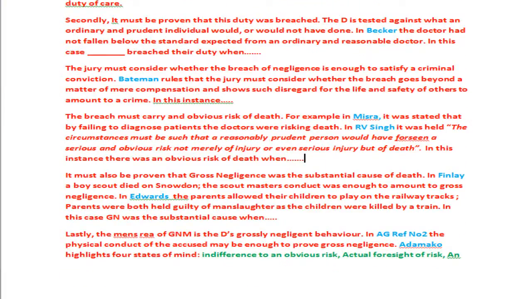It must also be proven that gross negligence was the substantial cause of death. In Singh, a Boy Scout died on a mountain, but the Scoutmaster's conduct was enough to amount to gross negligence. In Edwards, the parents allowed their children to play on railway tracks. The parents were both guilty of manslaughter as their children were killed by a train. In this case, gross negligence was a substantial cause as well. So pretty simple, it's basic stuff.